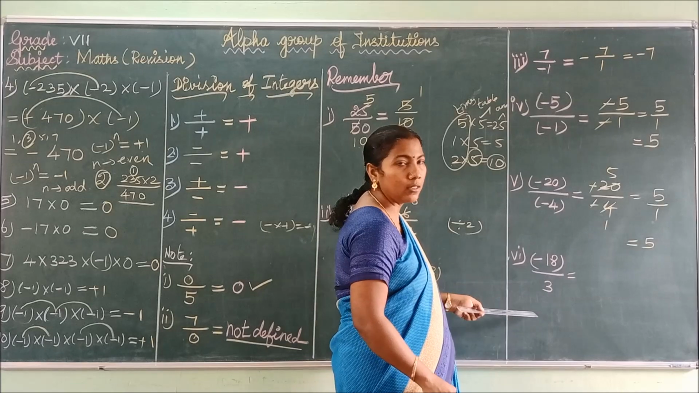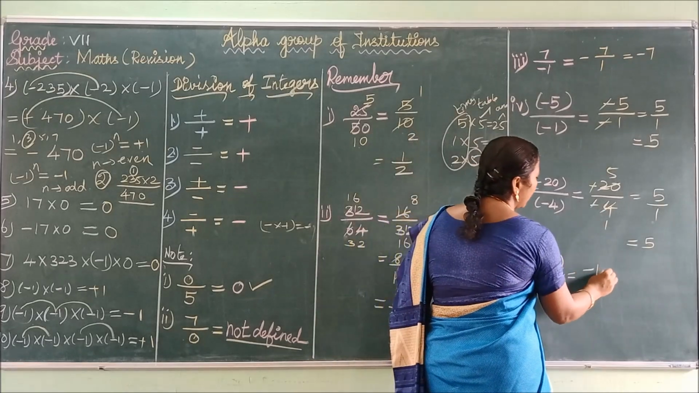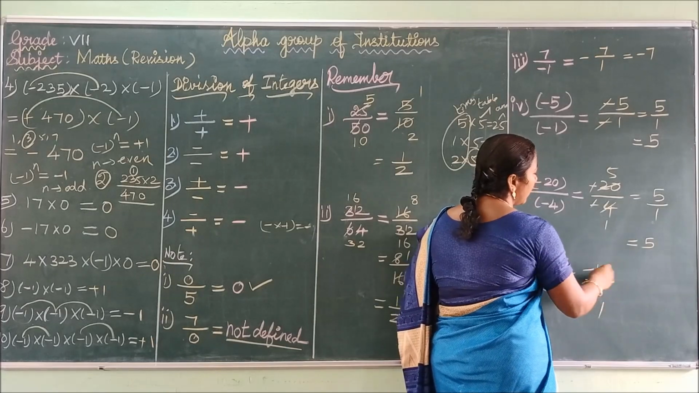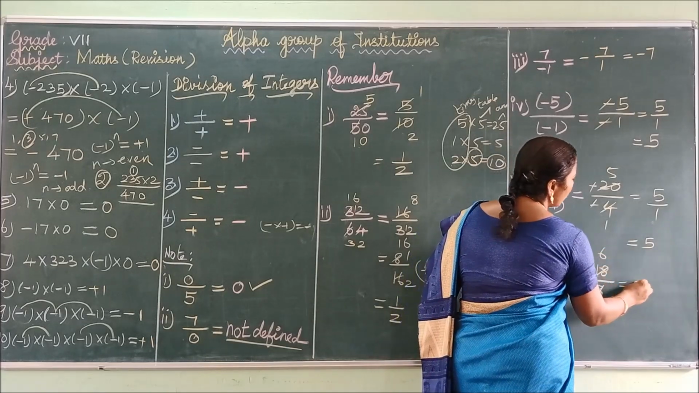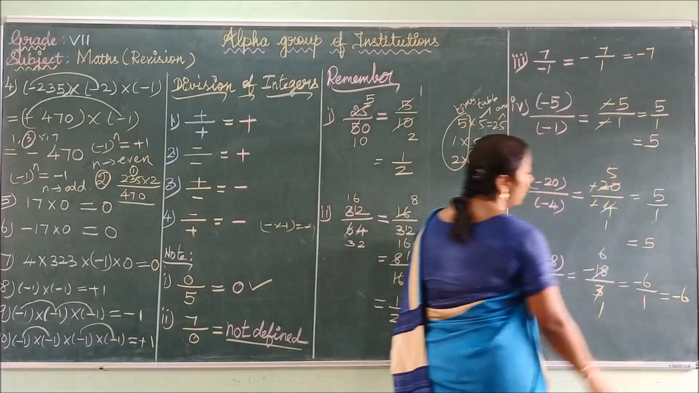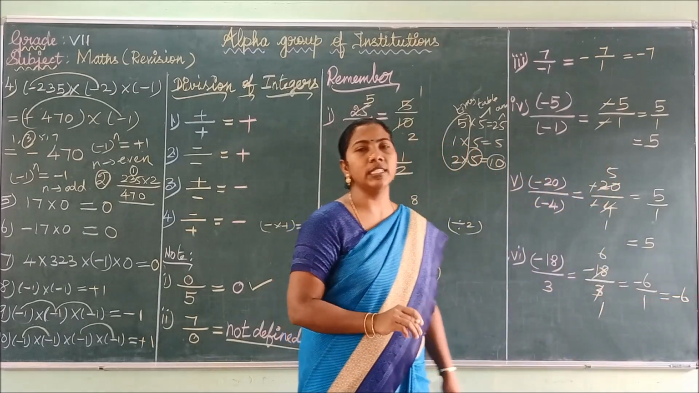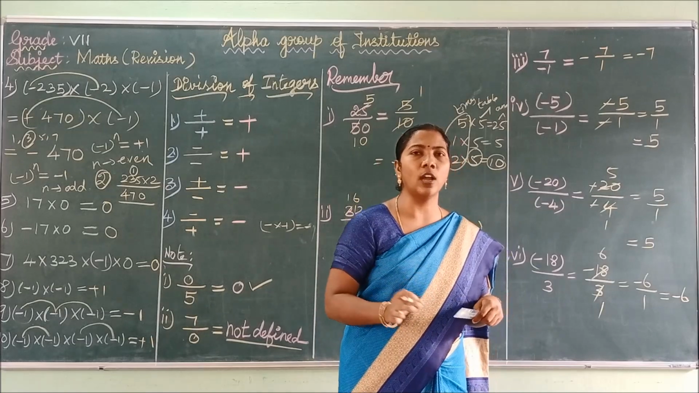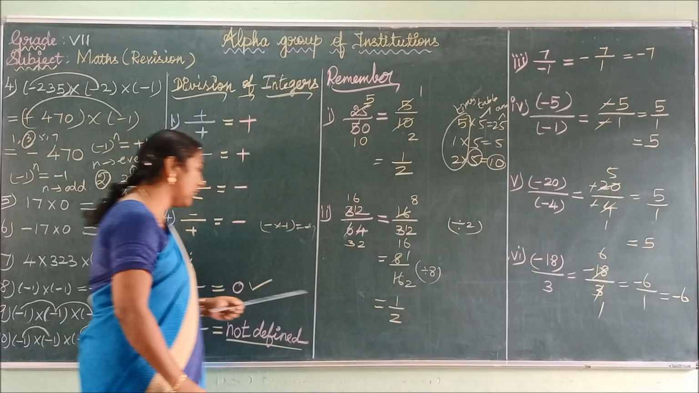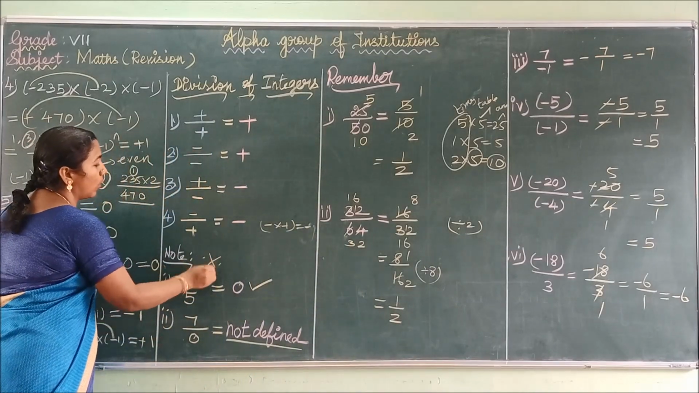Minus 18 by 3. Now I am going to divide the 18 by 3. So in 3 table, 3 comes 1 time. 18 comes 6 times. So minus 6 by 1. Leave the denominator 1. So your answer is minus 6. I hope you understand how to add, how to subtract, how to multiply, how to divide the integers, and this is very important. Definitely you will have this question in 1 mark.